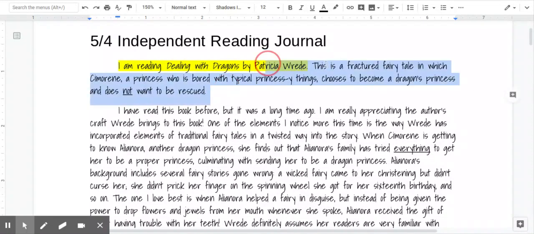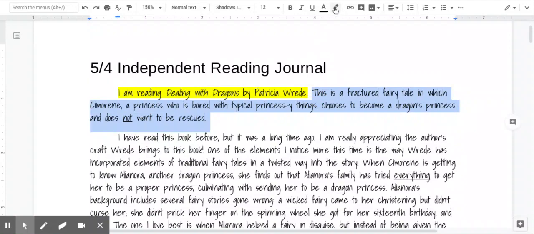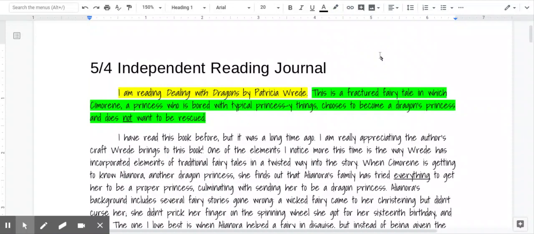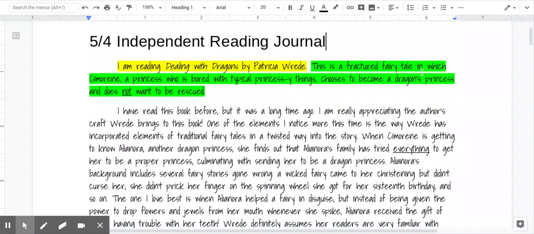Then I gave a really short summary of it. I did not give away a bunch of information, not because I'm worried about giving it away so much, although I want you to read the book because it's really cool. So I didn't want to give too much away, but mostly just because that's not the focus of a reading journal. The point of a reading journal is more about explaining your thinking about what you're reading instead of explaining what it says. So that's my really short summary.